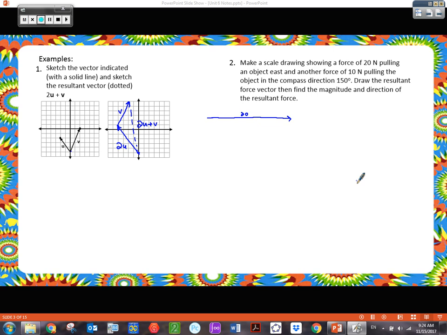So now they want us to draw one that's 10 newtons long, but in a compass direction of 150 degrees. I don't have a choice of where I put this one now. I'm going to be adding these vectors together. This vector has to start when the first vector ends. So what I would suggest that you do is, like many moons ago, put a north line there. You don't have to put an arrow, just a dotted line, because we're going to have to measure this 150 degrees.